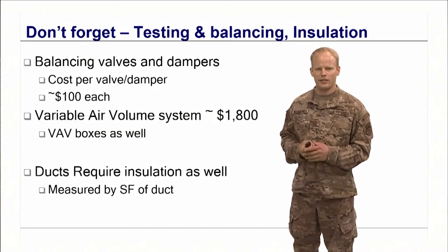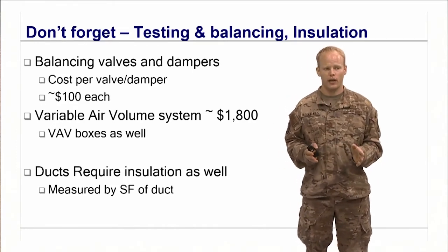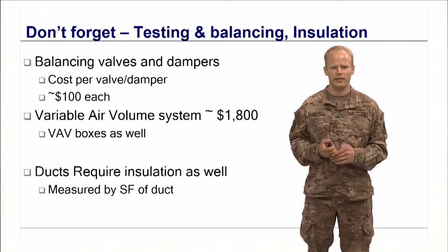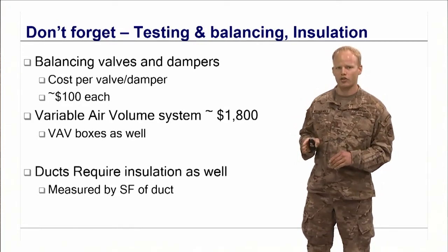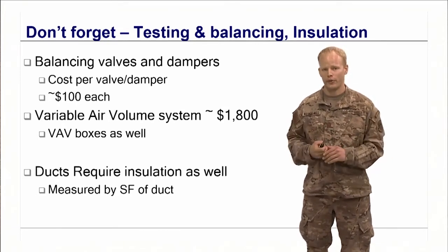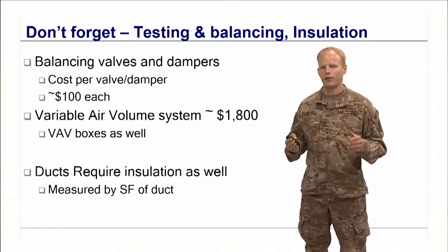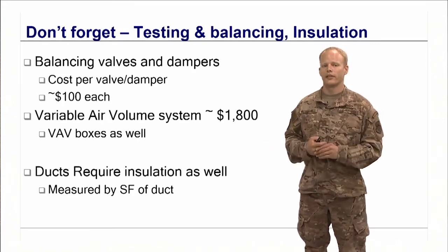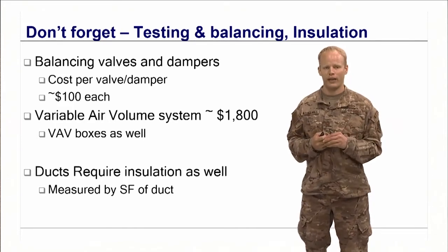So testing and balancing, some of your labor-only items that you'll have to add in, they are not included on each of those line items. There's a separate section in RS Means. Your balancing valves and dampers, each one costs about $100 to balance. So that one zone will cost $500 to balance out that zone. We then have our variable air volume system, which may cost about $2,000 to go through and balance and test that. Plus then we have each of our VAV boxes.